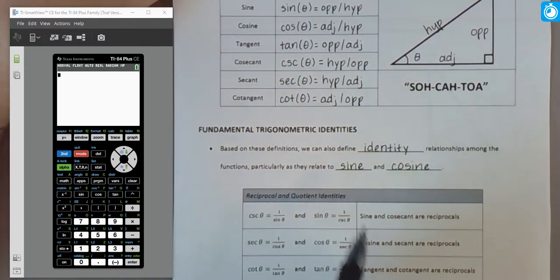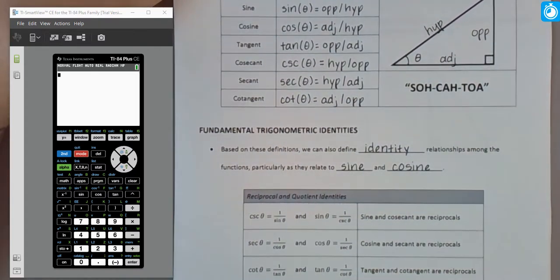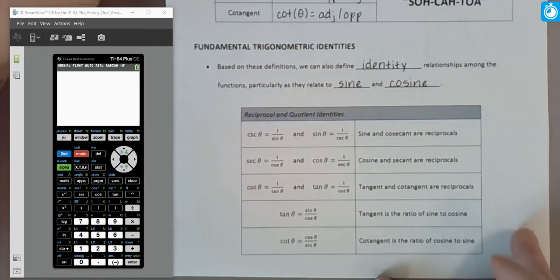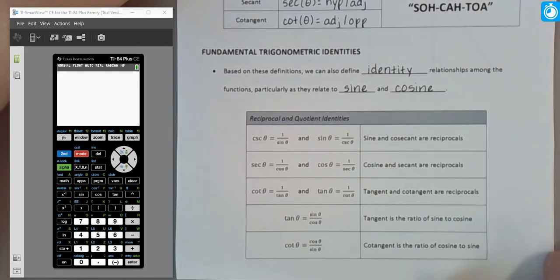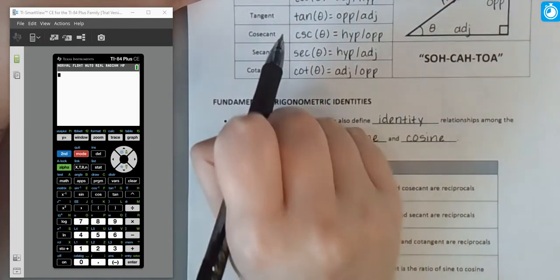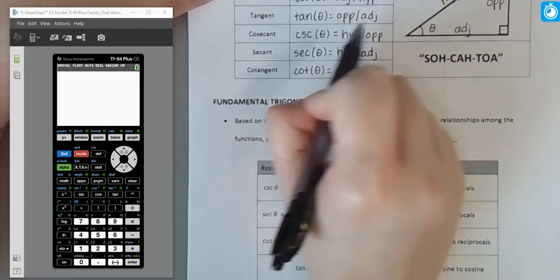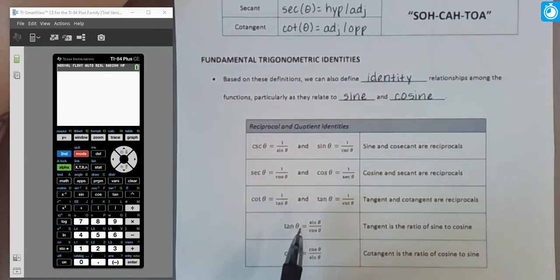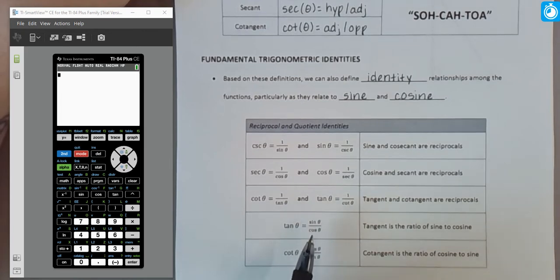So these are what we call our reciprocal identities because they're going to take a trigonometric function and relate it to another one just based on this reciprocal relationship. Now we also have a couple of quotient identities which are specifically related to tangent and cotangent. So tangent is defined as opposite over adjacent. Another way of defining the tangent function rather than in terms of side lengths is actually going to be in terms of sine and cosine. Tangent is also defined as the ratio of the sine function over the cosine function.